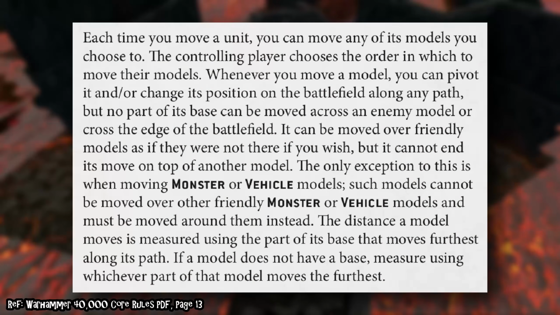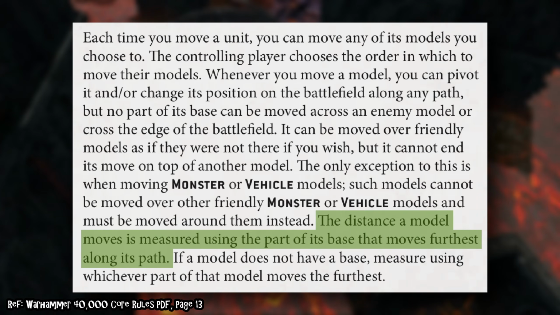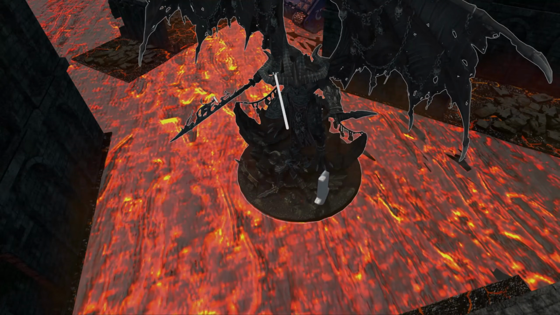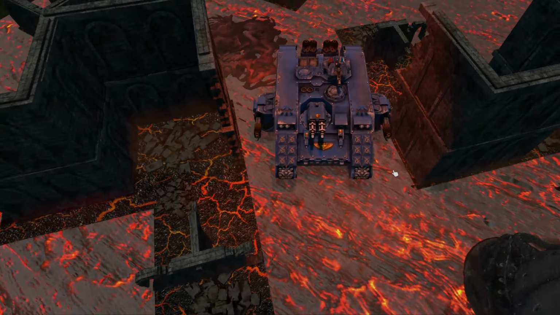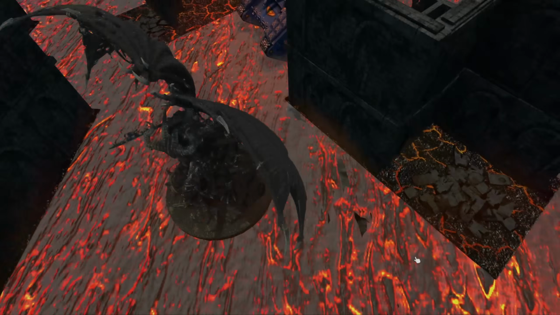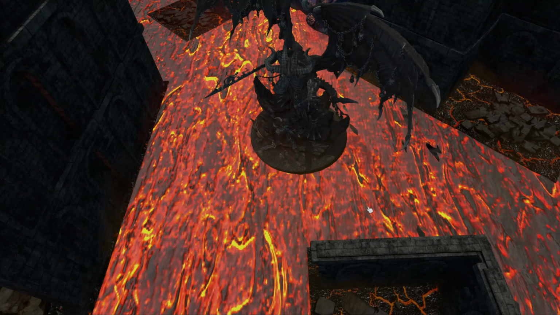Each time you measure for this movement, you measure from the part of a model's base or hull, whichever it uses for measurement. So in case of Bellicor here, he is a monster with a base, meaning that he uses his base for measurement, or for this Space Marine Land Raider, that is a non-based vehicle, meaning it uses its hull for measurement. And when a model like that moves, you measure the furthest distance traveled by a unit during that move.